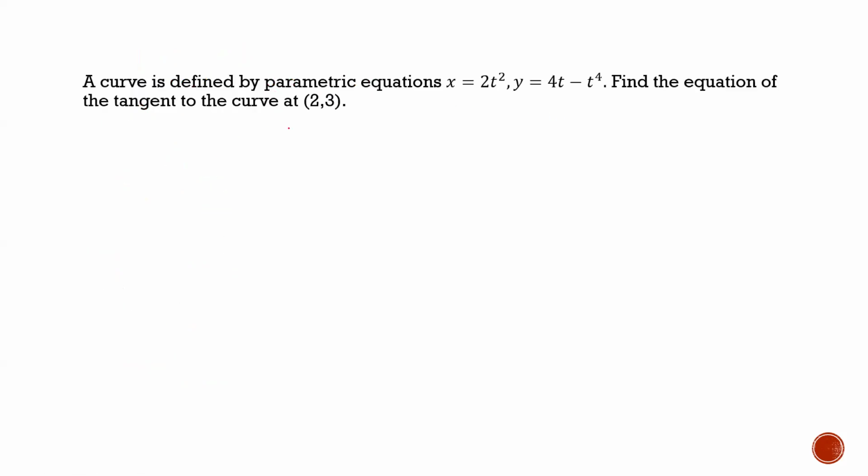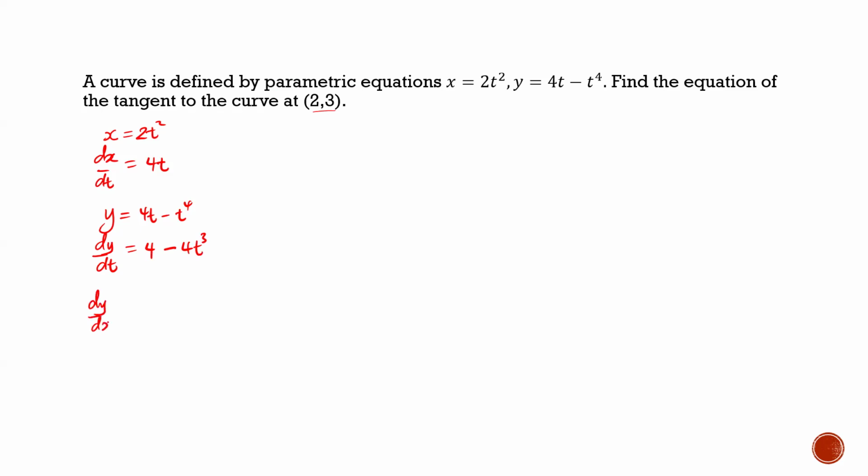Okay, now let's look at another question. A curve is defined by the parametric equations x equals 2t squared, y equals 4t minus t to the power 4. We've been asked to find the equation of the tangent to the curve at the point (2, 3). So we need to find dy/dx. x is 2t squared, that means dx/dt is 4t. For y, y is 4t minus t to the power 4, that means dy/dt is 4 minus 4t cubed.